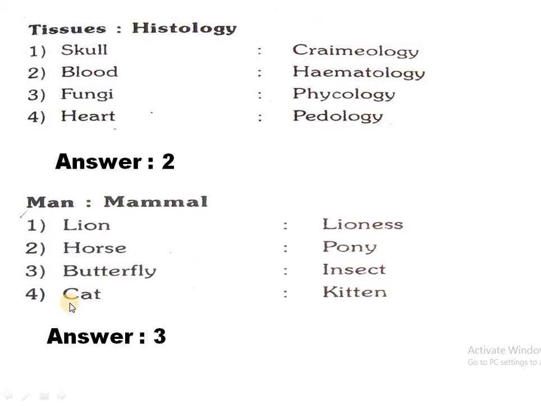So the next question is man, mammal. Man belongs to the class of mammals. Similarly, which one belongs to which class? Lion belongs to lioness, not suitable. Horse belongs to pony. Butterfly belongs to insect. Cat belongs to kitten. We cannot say like this, but a butterfly belongs to the insect family. Before that it is insect, after that it will be butterfly. So the correct answer is 3.